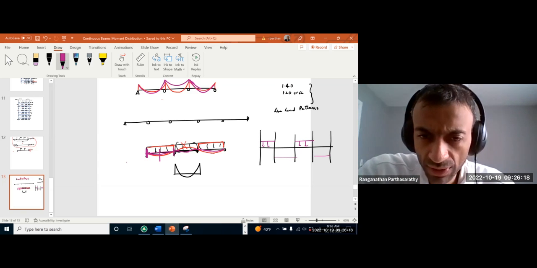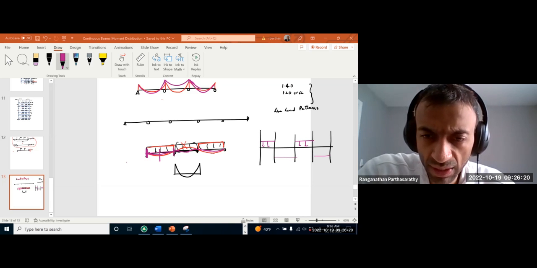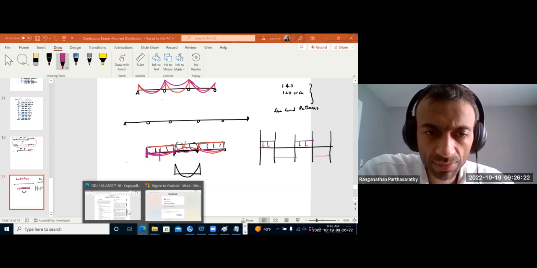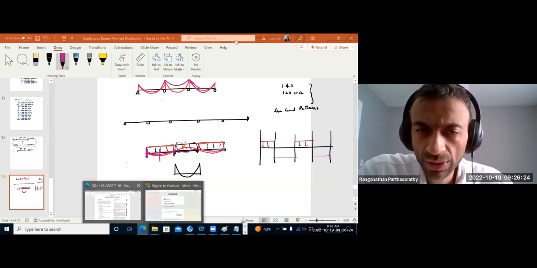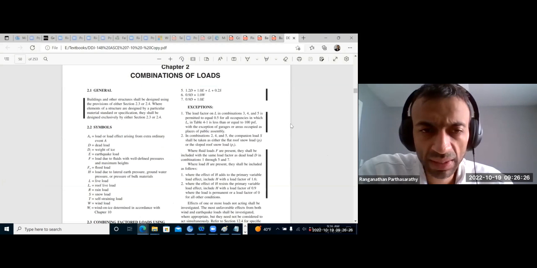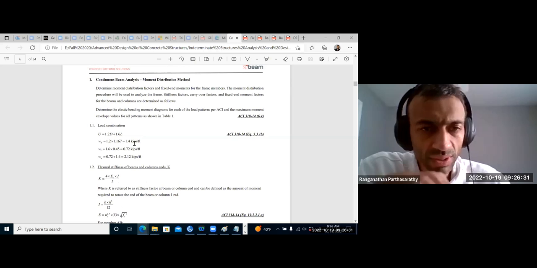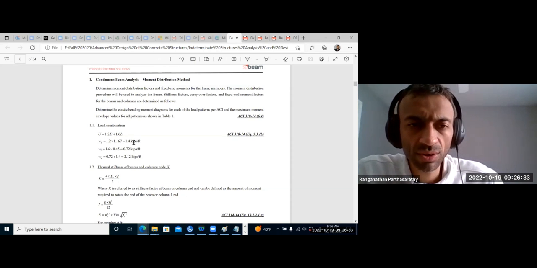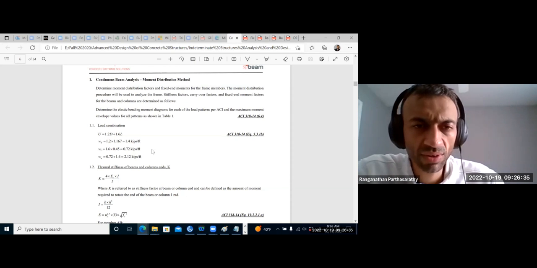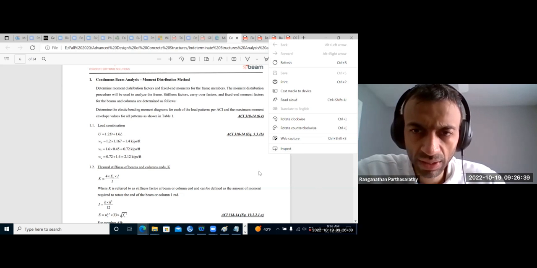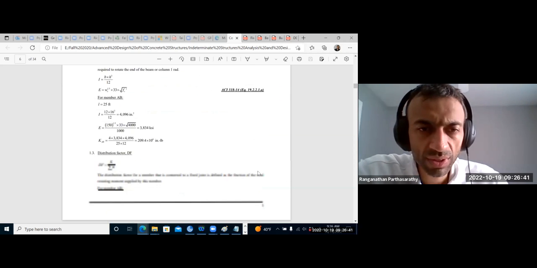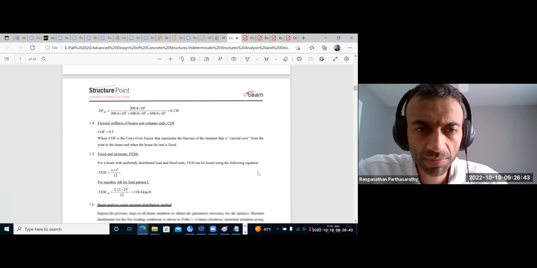So that's what we will do. We will go to the PCA document now. That's what they will be checking. So, first we found out what our critical load combination is. We have live load, we have dead load.